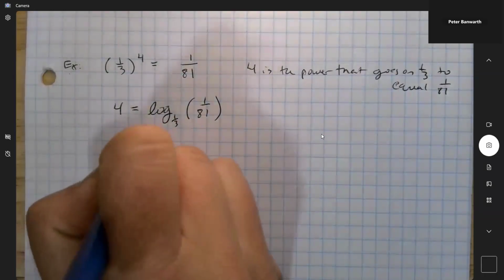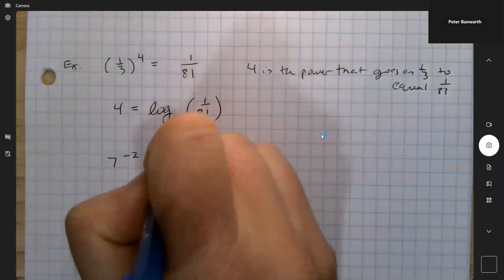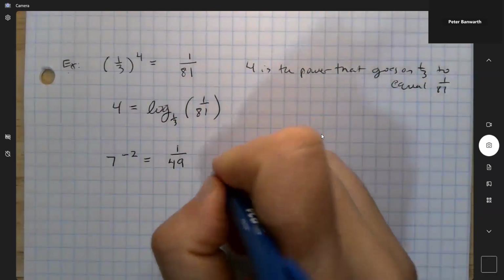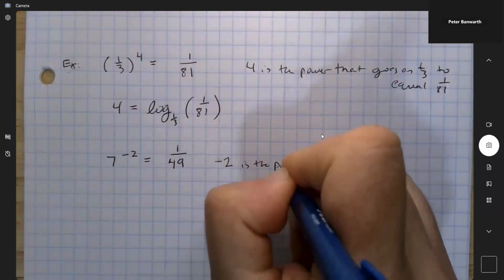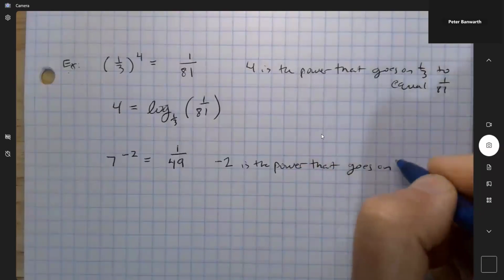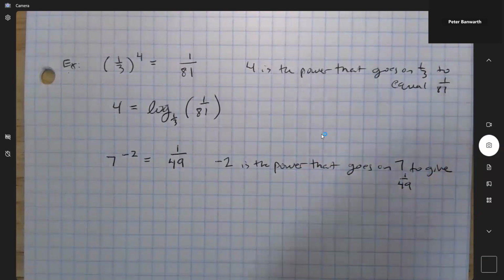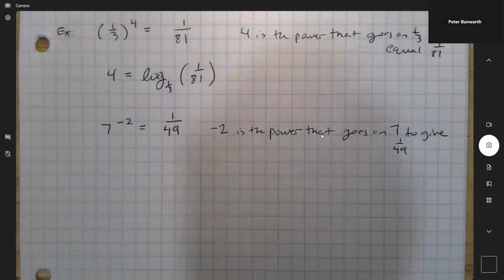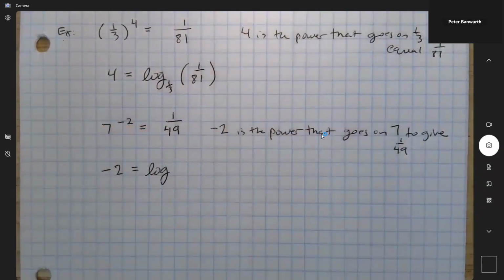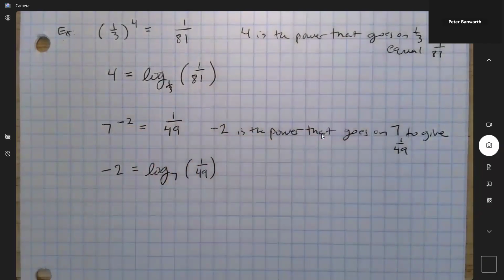How about 7 to the minus 2? Well, that's like 1/7 times 1/7. So that actually equals 1/49. And now I have a negative power. -2 is the power that goes on 7 to give 1/49. So I can write that as a logarithm. -2 is the power. I use log for the power. It goes on 7 to give 1/49.